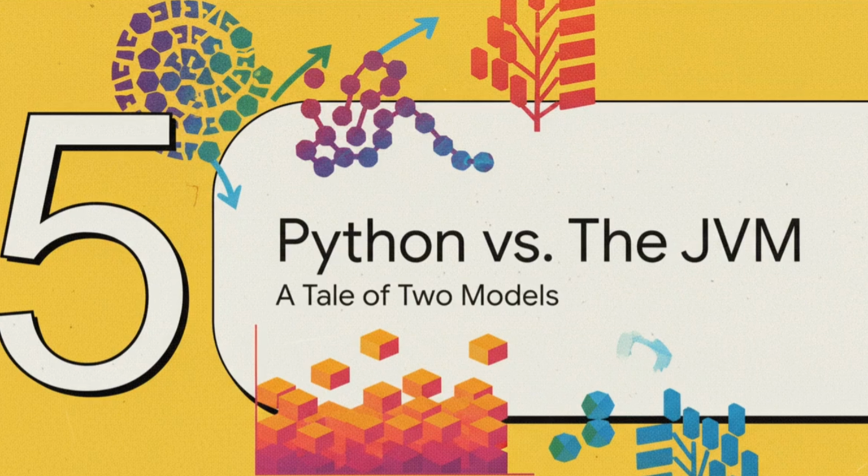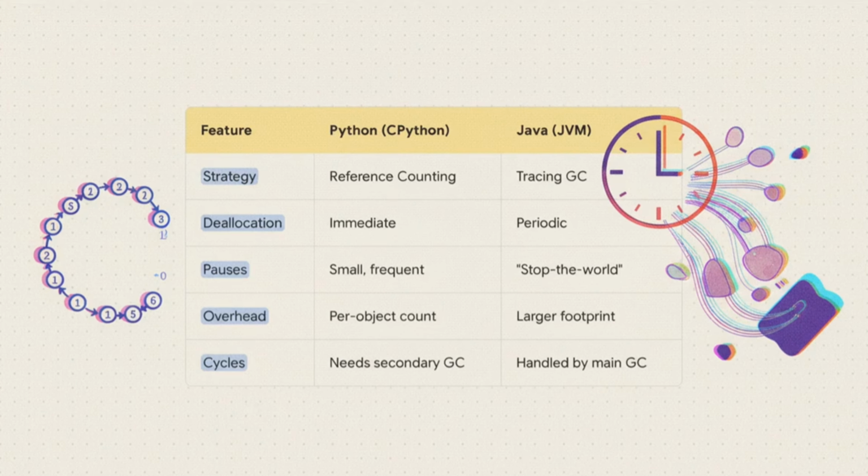You know, to really appreciate Python's approach, it helps to see what the alternative looks like. So let's zoom out for a second and compare it to another hugely popular system, the Java Virtual Machine, or JVM. This table really shows the different philosophies at play. On one side, you have Python. Its whole game is reference counting. The big win, when an object's not needed, it's gone. Instantly. It's predictable. The downside is that tiny bit of memory overhead for the count on every object.